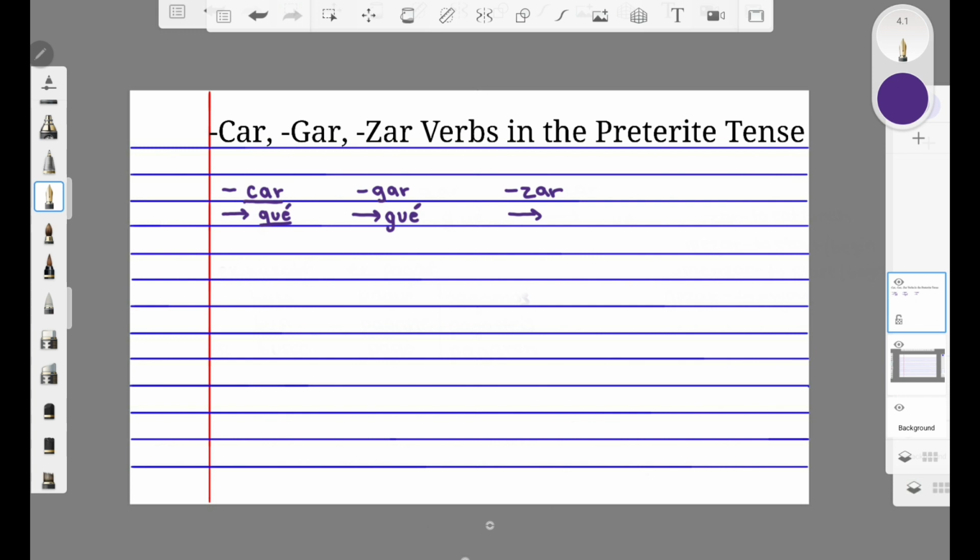And the last rule is for ZAR verbs. This just becomes CÉ with an accent. So let's look at an example again, empezar. Get rid of the entire ZAR portion and just add our ending. And then the rest of them are going to be the exact same as regular. Empezaste, empezó, empezamos, empezasteis, and empezaron.